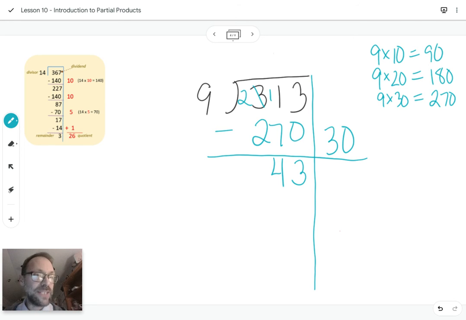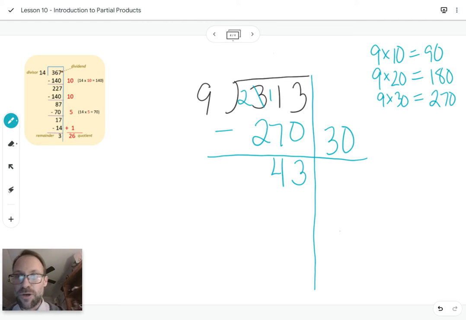Now we repeat the process. Now we ask ourselves, how many nines, groups of 9, are there in 43? And here's where reflex math can come in handy, right? Because now I know, let's see, 9 times 3 is 27. Yeah, 9 times 4 is 36. 9 times 5 is 45. That's too big. That's too many nines. So I'm going to go with the one just below that. 9 times 4 is 36.